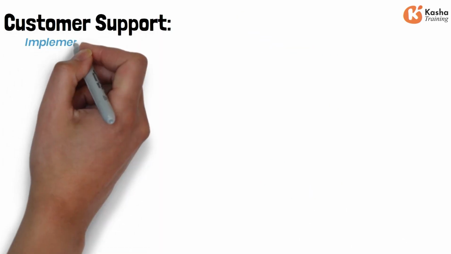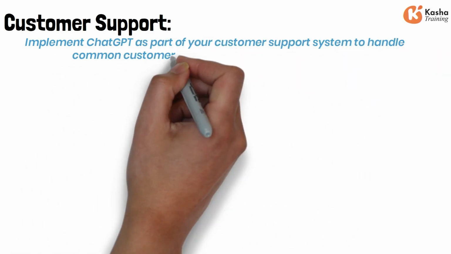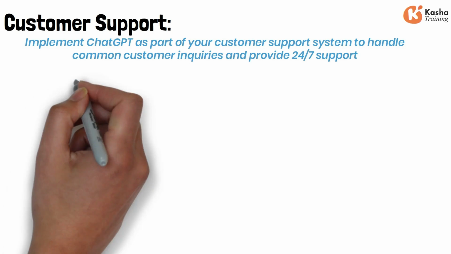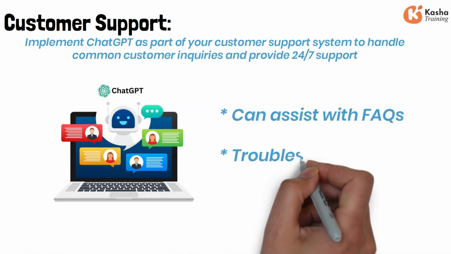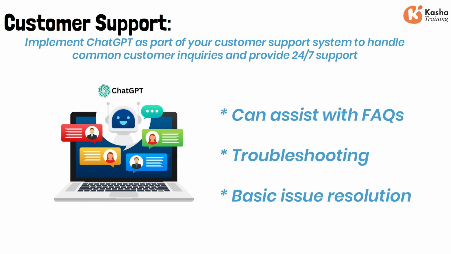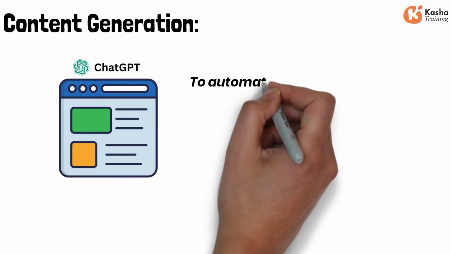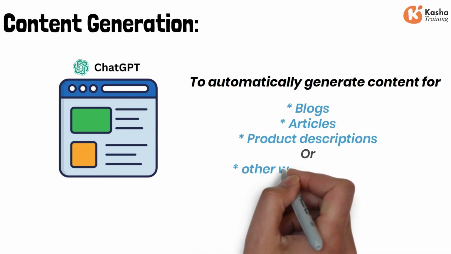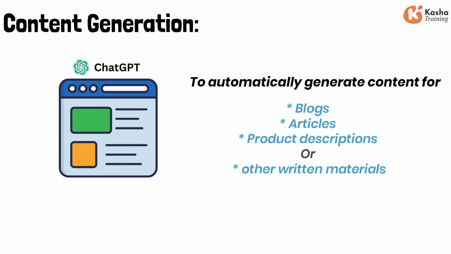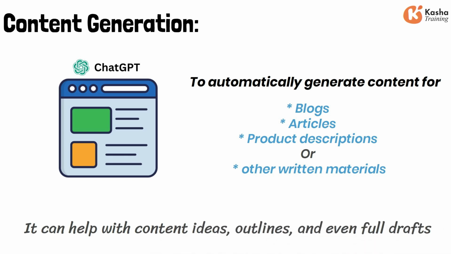Customer support. Implement ChatGPT as part of your customer support system to handle common customer inquiries and provide 24/7 support. ChatGPT can assist with FAQs, troubleshooting, and basic issue resolution. Content generation. Leverage ChatGPT to automatically generate content for blogs, articles, product descriptions, or other written materials. It can help with content ideas, outlines, and even full drafts.